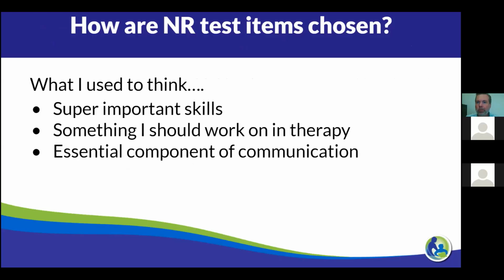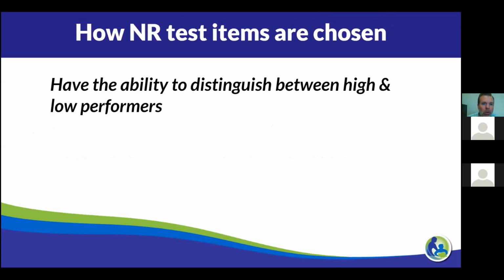This is what I used to think. I used to think that these were super important skills. I used to think it was, like I said in the previous video, if you saw it, I thought they were all developed by some brilliant scientists who just knew the most critical features that you needed in order to communicate and that you should work on in therapy and that you need in order to be an effective communicator. What I've come to learn is that the single most important feature of a norm reference test item is its ability to distinguish between high and low performers. That is what a norm reference test item is designed to do. It's designed to tell you who the individuals are with higher skills or lower skills.